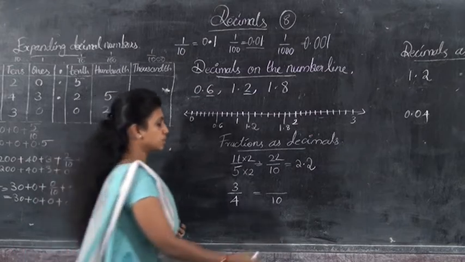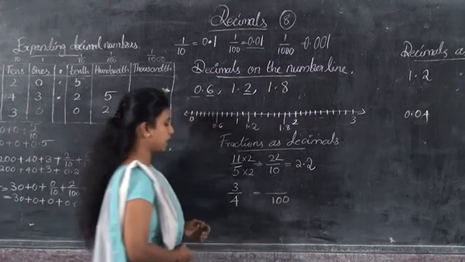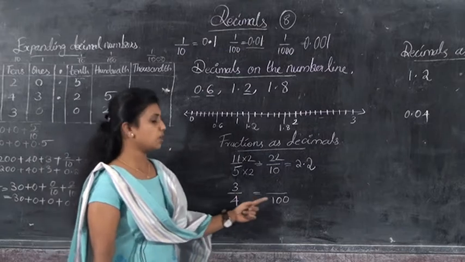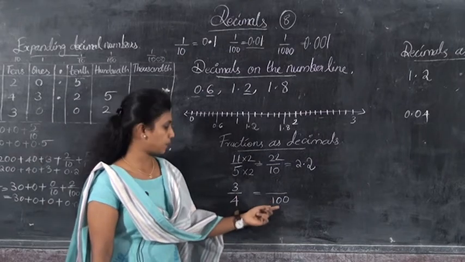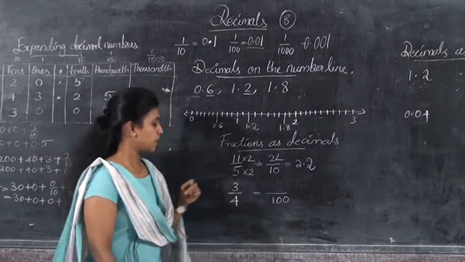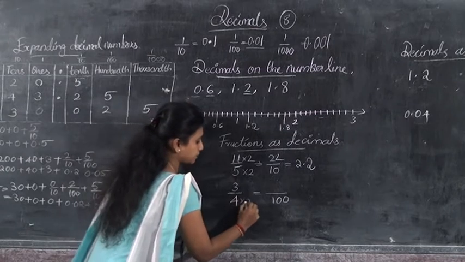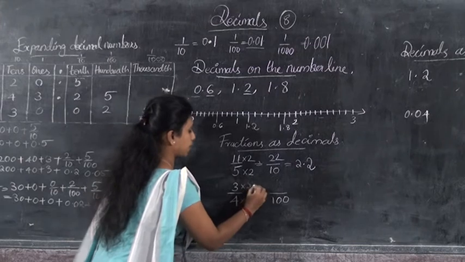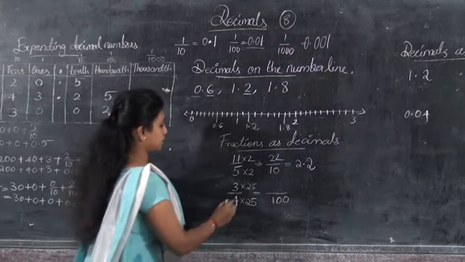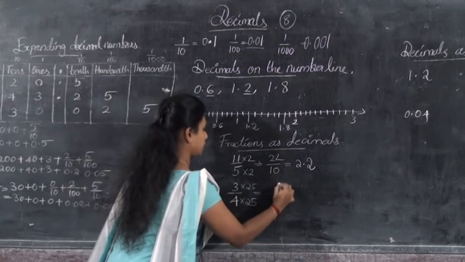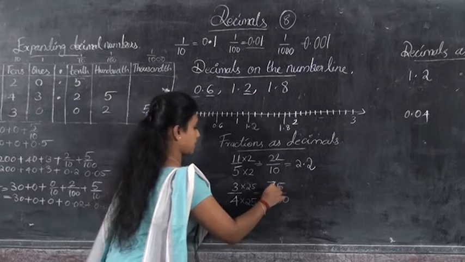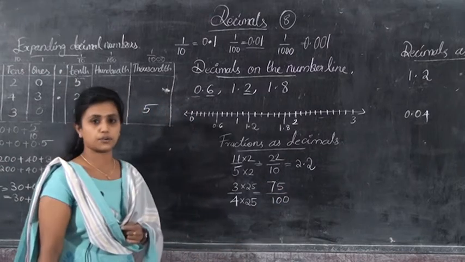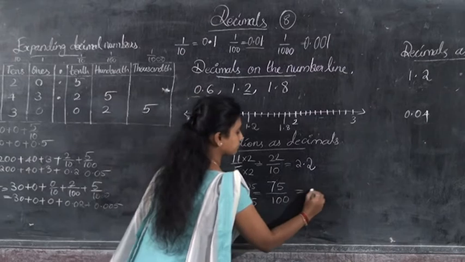No. So choose the number 100, which means you want to convert the fraction into an equivalent fraction with the denominator 100. Okay, so 4 into what gives 100? 4 into 25. Multiply both sides by 25. So what's the answer? 5 3s are 15, 3 2s are 6, 7. 75 by 100. What is the answer?